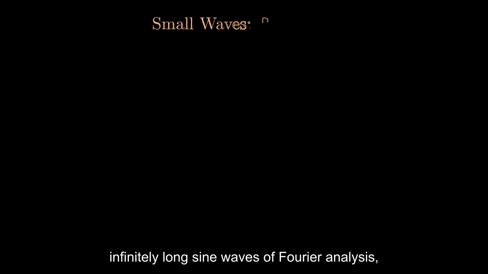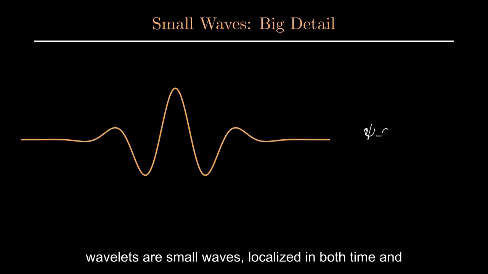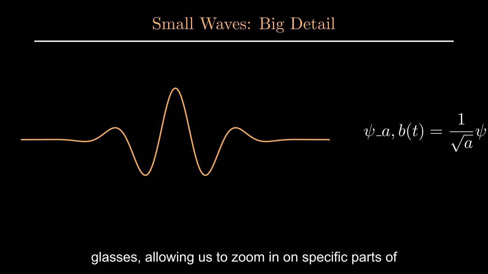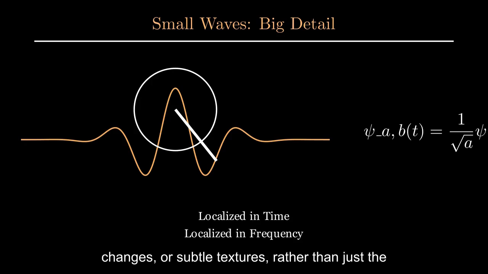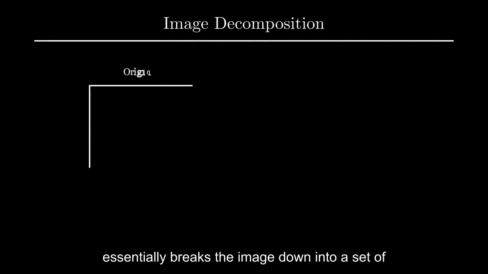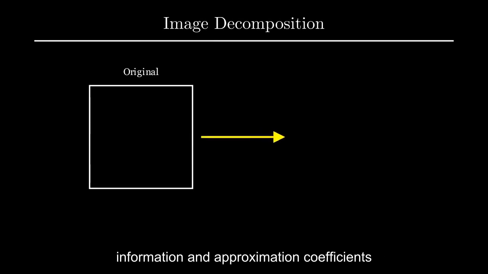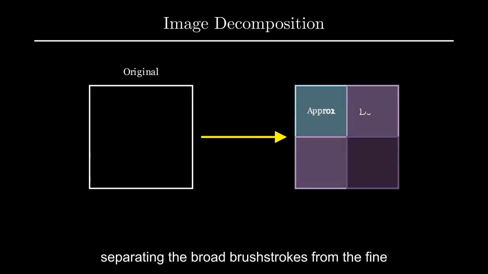Unlike the infinitely long sine waves of Fourier analysis, wavelets are small waves, localized in both time and frequency. They are like mathematical magnifying glasses, allowing us to zoom in on specific parts of a signal or image to analyze local features, sudden changes, or subtle textures, rather than just the overall composition. When a wavelet transform is applied to an image, it decomposes it into different frequency components at various scales. It essentially breaks the image down into a set of detail coefficients representing high-frequency information and approximation coefficients representing low-frequency information. It's like separating the broad brushstrokes from the fine details.